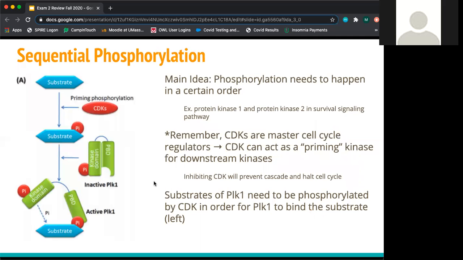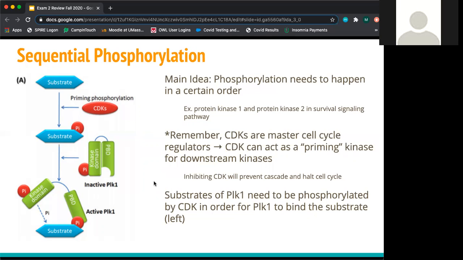So now we're going to talk about the sequential phosphorylation. The basic idea is that phosphorylation needs to happen in a certain order. We kind of saw that with one of the pathways that May talked about, where MAPK3 had to phosphorylate MAPK2, which had to phosphorylate MAPK. It's the same kind of concept.